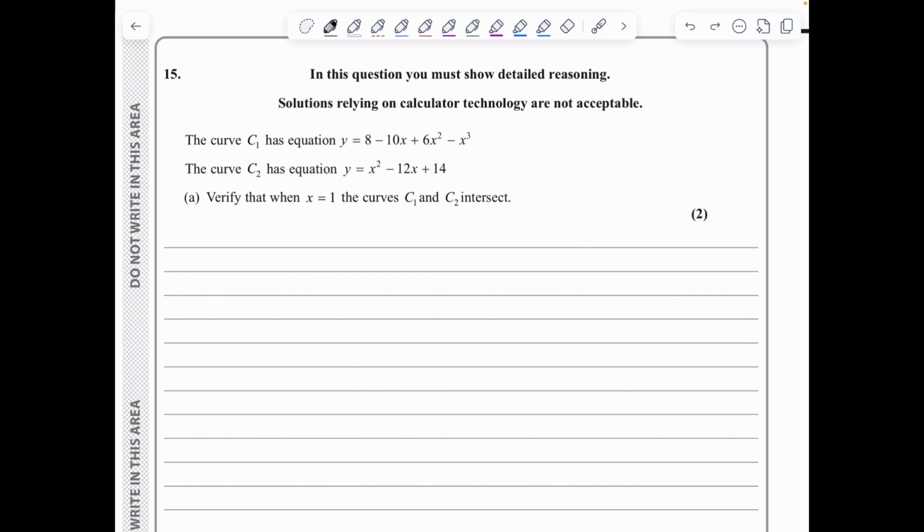So I will start by saying that when x is equal to 1, we've got that y is 8 minus 10 times 1 plus 6 times 1 squared minus 1 cubed, which gives an answer of 3. Whereas for the second curve C2, y is 1 squared minus 12 times 1 plus 14, which also gives an answer of 3. And therefore we can safely conclude that the two curves intersect when x is 1.